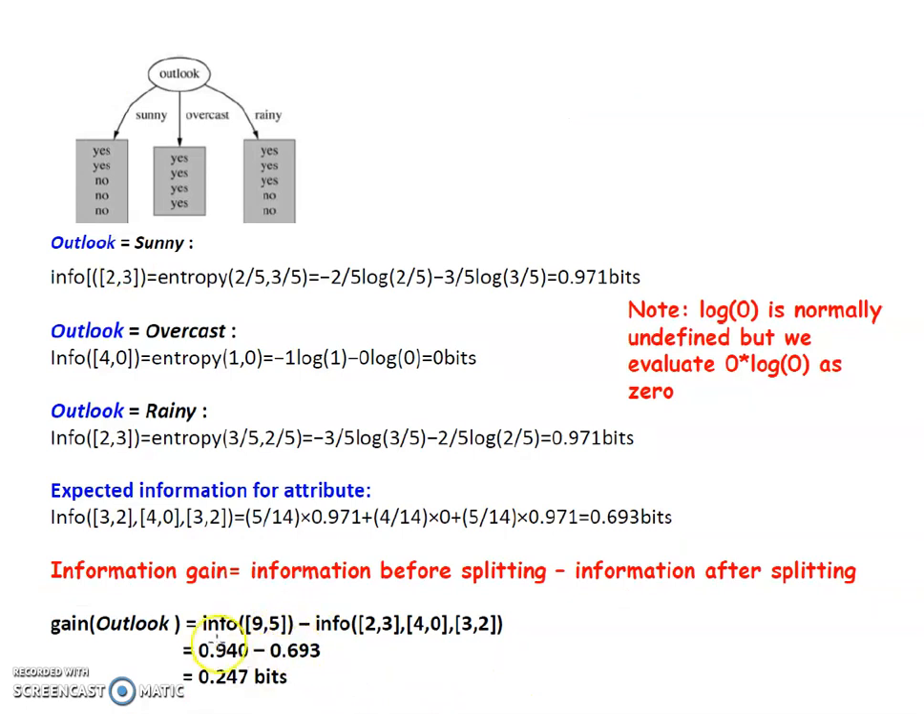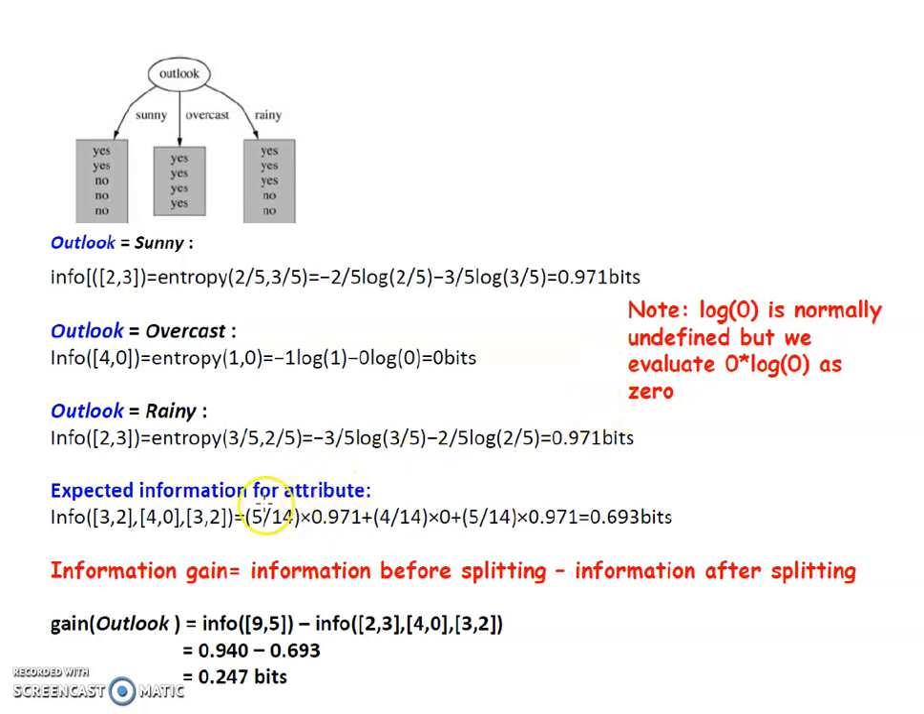So how are we going to calculate? Here we will summarize again. We have taken the Outlook variable. It has 3 categories, and for each category we have calculated the entropy. For sunny, the entropy is 0.971. For overcast it is 0 because it falls under one label, and for rainy it is again 0.971 because both of them have 3 comma 2.